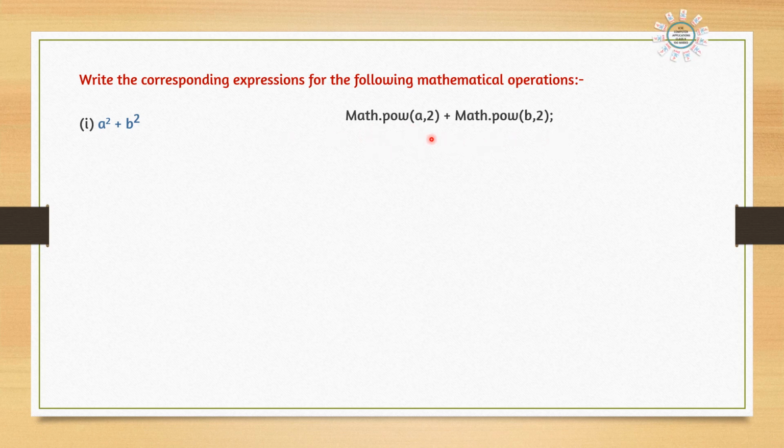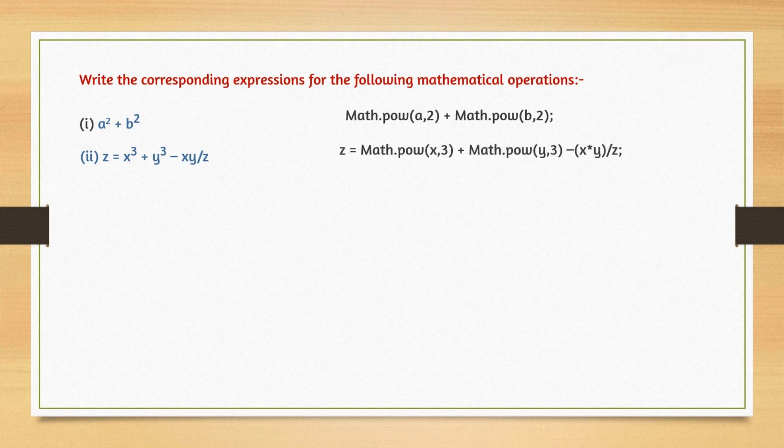Now Math.pow(a, 2) plus Math.pow(b, 2). And the second one: x cube plus y cube minus xy by z. So here Math.pow(x, 3), x raised to 3 means x comma 3, Math.pow(y, 3), and some of you write xy by z. You have to separate the variables. x and y are two different variables, so x into y by z.